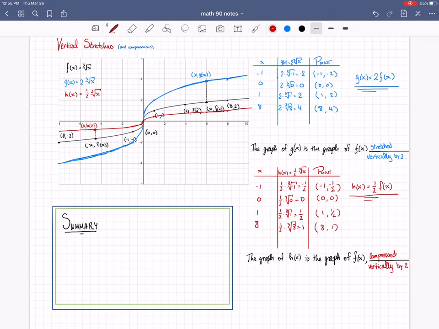So down here in my big summary box, which is still blank, I'm going to write what I hope we've all observed together, which is that the graph of c times f of x is a vertical stretch or compression of the graph of f.